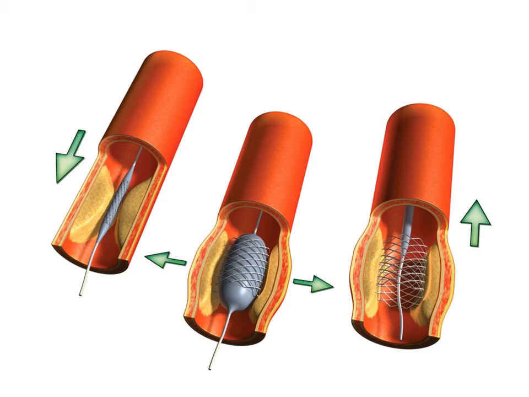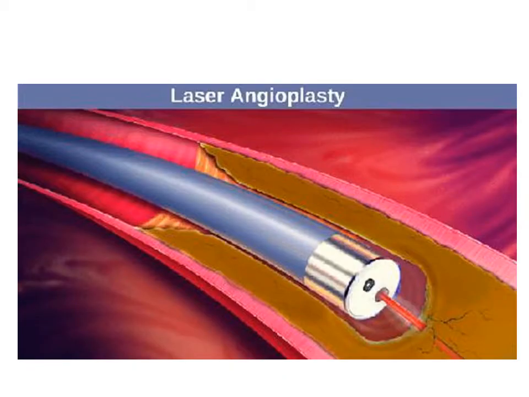So this deposit will be removed and it will fall into the bloodstream, and once it reaches the bloodstream, it will be normally flushed out of our body through the blood circulation system. So this is the normal angioplasty, whereas when the same procedure is done using a laser, it is referred to as laser angioplasty.